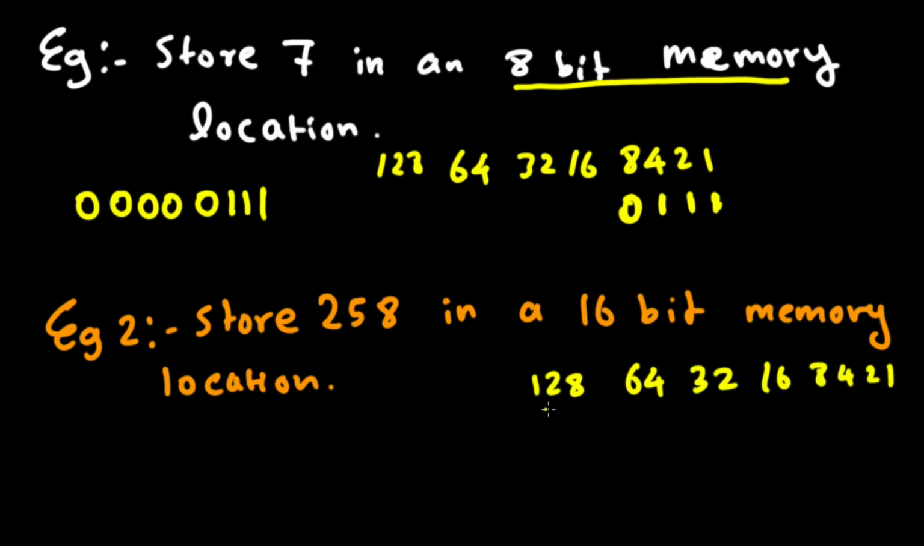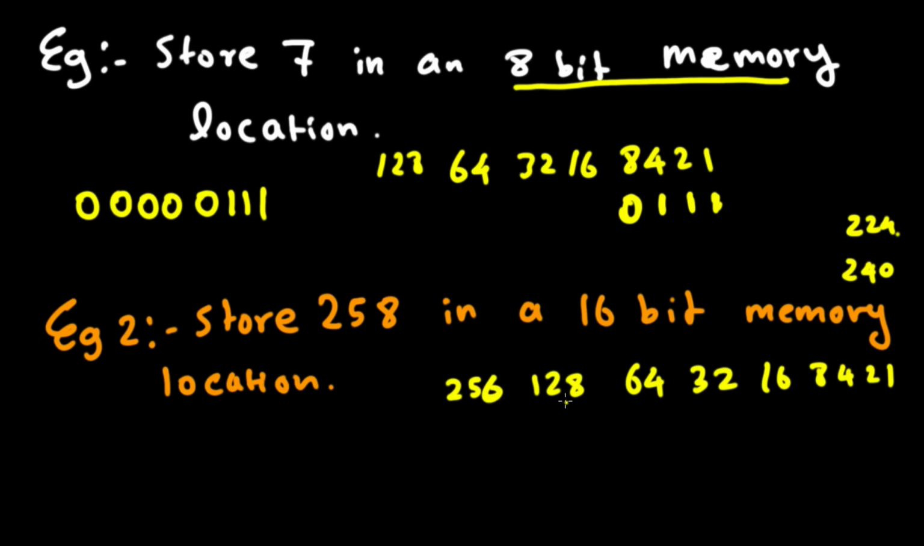What is 128 plus 64? 192. What is 192 plus 32? 224. What is 224 plus 16? 240. Then 248, 252. So this is not enough. We have to go one step further. Here we have to add 256.